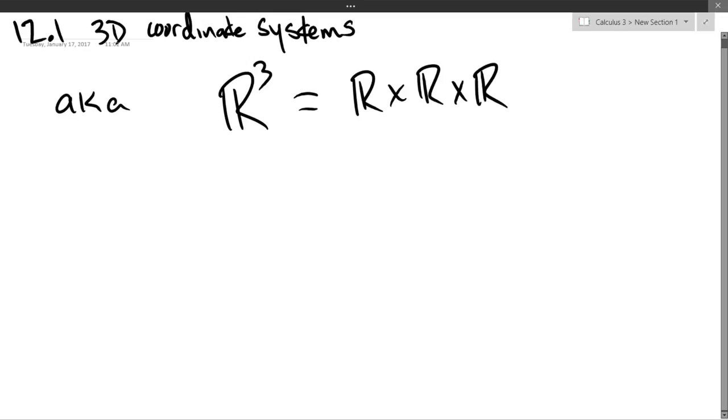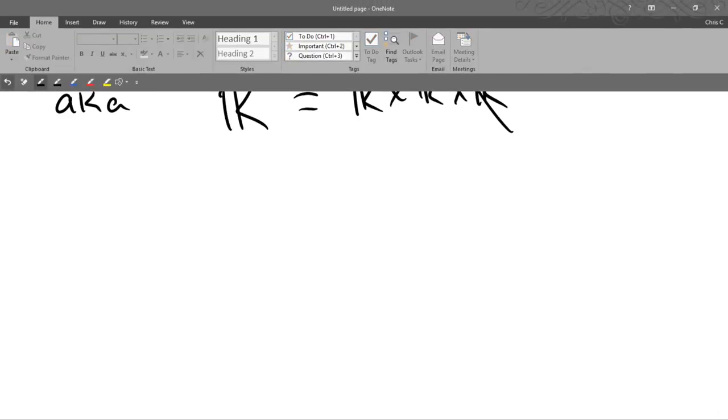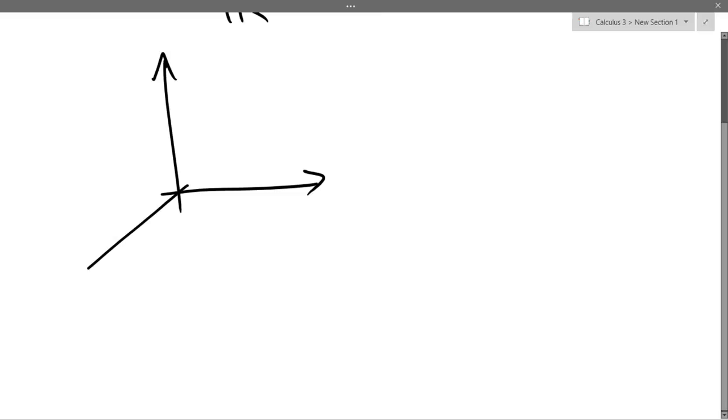So before, you dealt with R times R, but all we're going to do is throw in one more dimension now. So we got R cubed. So back in the good old days, you just had X, Y, but now we have X, Y, and Z.